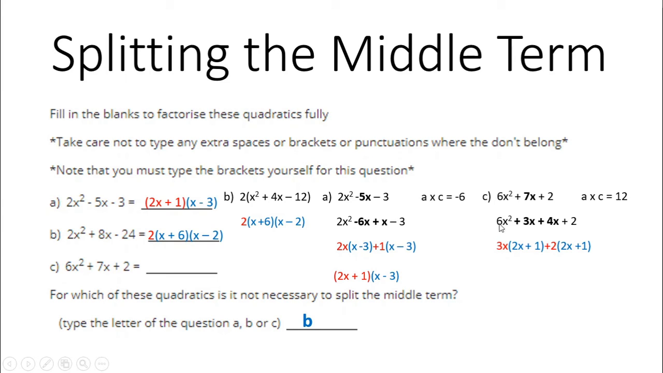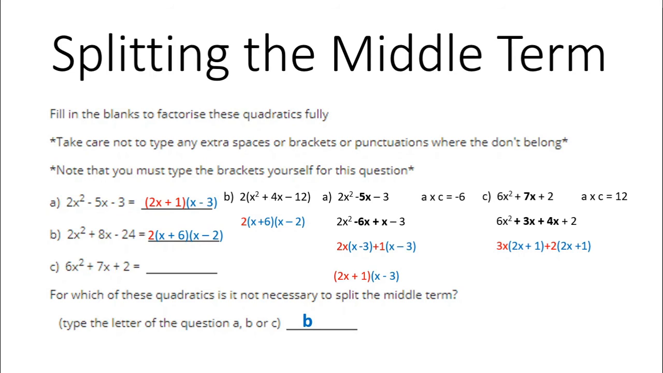Checking this out, I divided both of those by 3x. If I were to multiply this back through, it would be 6x squared plus 3x. And these two terms, I divided both of them by 2. If I were to multiply that back through, it would be 4x plus 2. Okay, now I just need to regroup. I see that the blue brackets, they are the same, which means I've done that correctly. If they were different, I would have had a mistake.